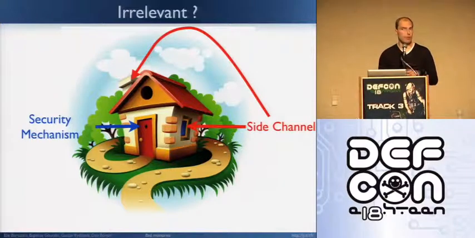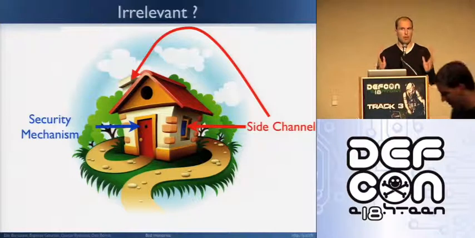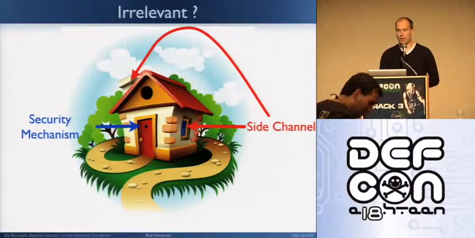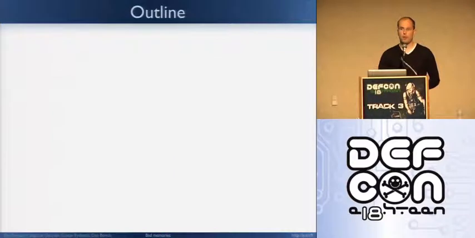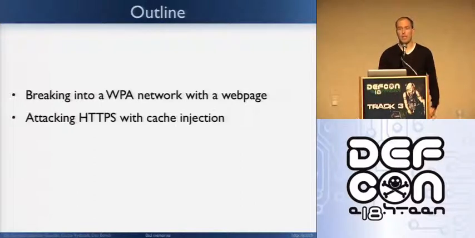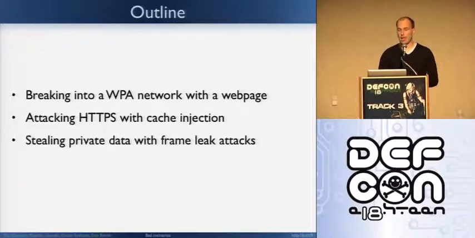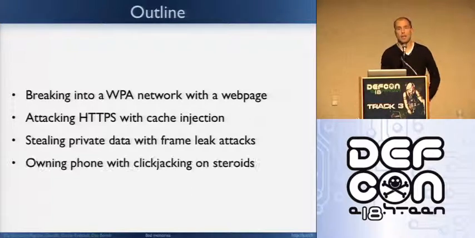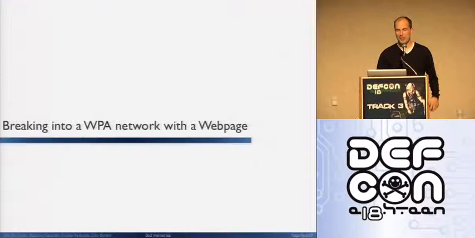Now, what we're going to tell you is not about Wonderland, it's about real security. So we have 4 different stories in this talk. The first one is how you can break into a WPA network from a web page. The second one is how you can attack HTTPS with cache injection. The third one is how you can steal private data with what we call the frame leak attack. And the fourth one is how to attack this guy, the smartphone, with a new generation of clickjacking.